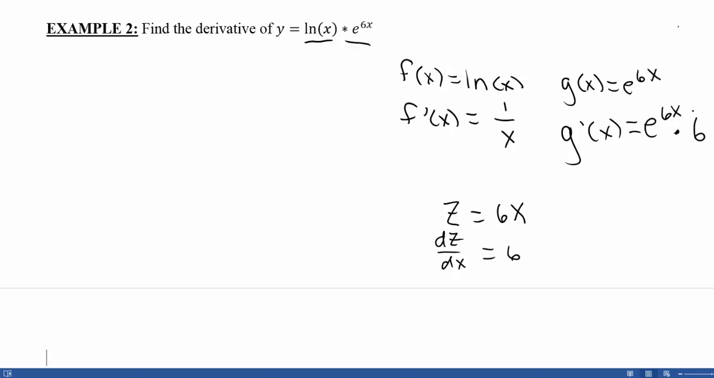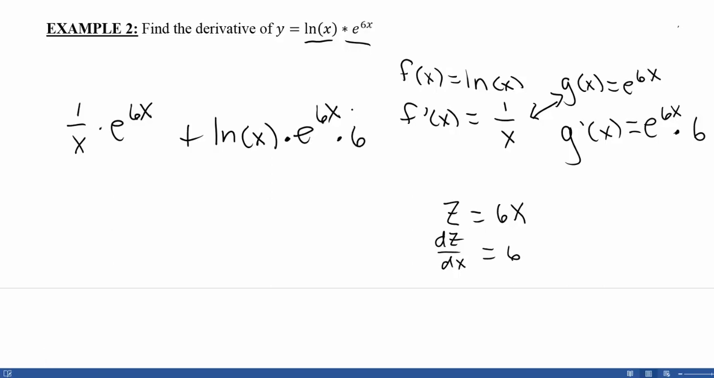But now that I have that, I can plug it into my formula. So I'm going to do f prime times g. So I have 1 over x times e to the 6x from my f prime times g plus f of x times g prime of x. So the natural log of x times e to the 6x times 6.